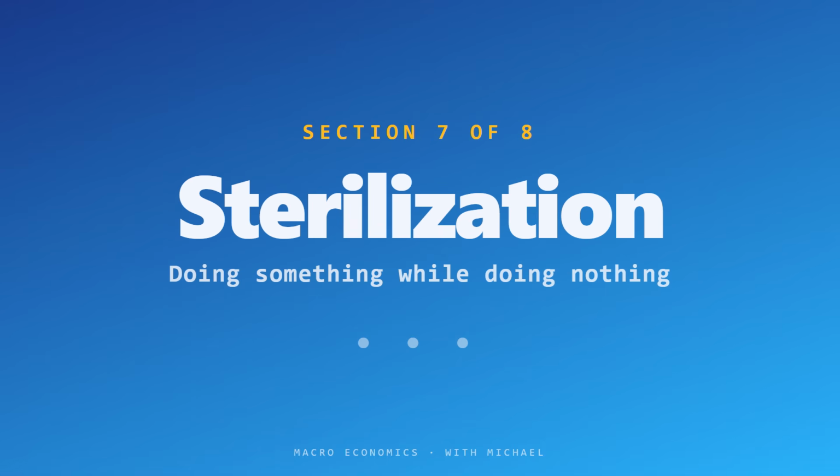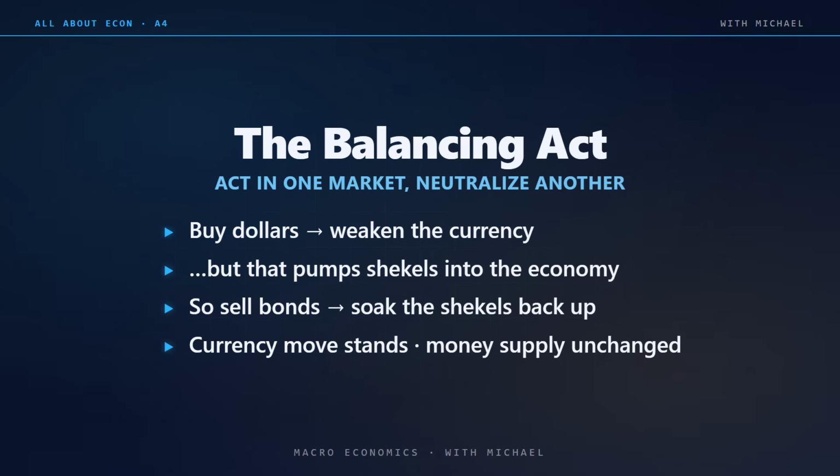Section 7. Doing something while doing nothing. Now the most surgical maneuver in the toolkit, sterilization. Picture the Bank of Israel wanting to weaken its currency, so it goes into the foreign exchange market and buys up US dollars, paying with newly created shekels. That purchase achieves the currency goal, but it has a side effect. It pumps fresh shekels into the economy, which would expand the money supply and risk inflation.